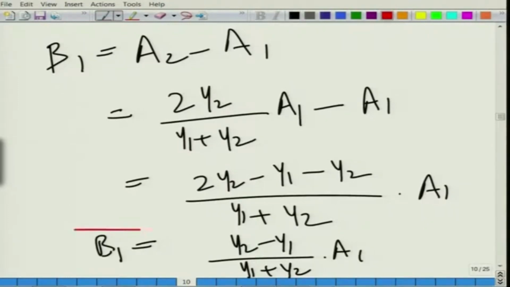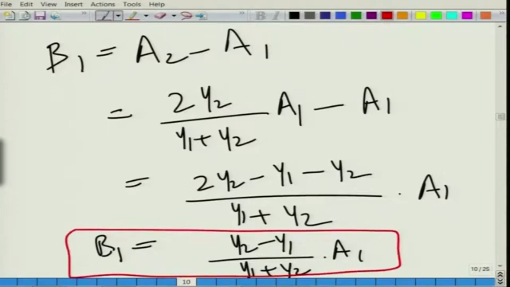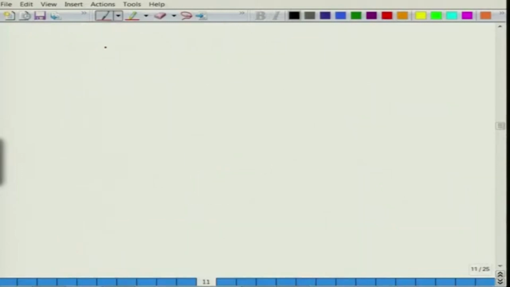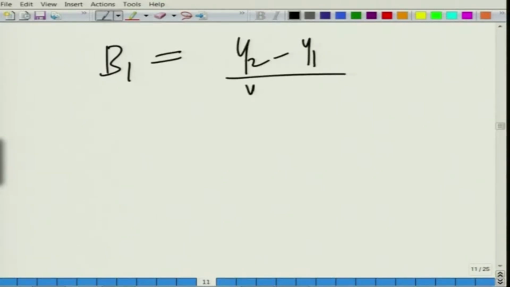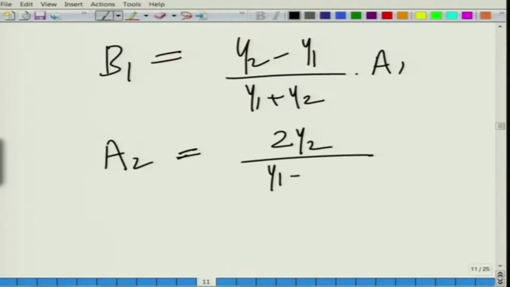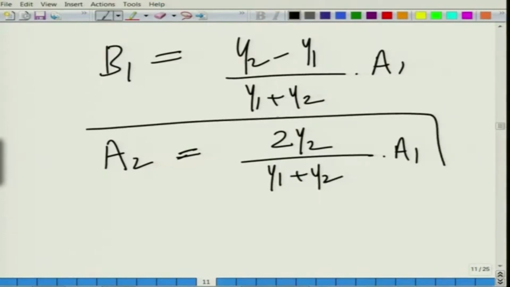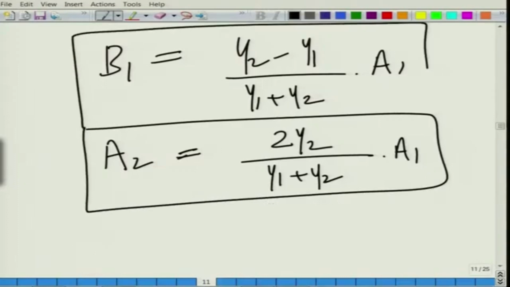Let me write down both expressions for B1 and A2 a little more cleanly. B1 is equal to (y2 minus y1) by (y1 plus y2) into A1, and A2 is nothing but 2y2 by (y1 plus y2) into A1. This is what we are going to get.